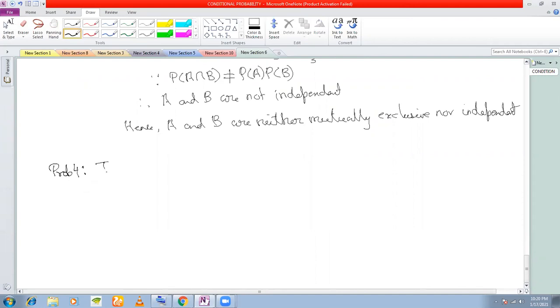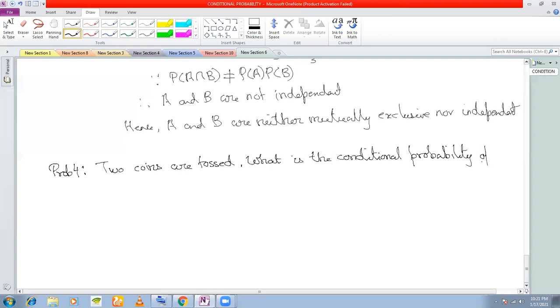See this. Two coins are tossed. What is the conditional probability of getting two heads, given that at least one coin shows a head? Now you have to keep an eye on the question.